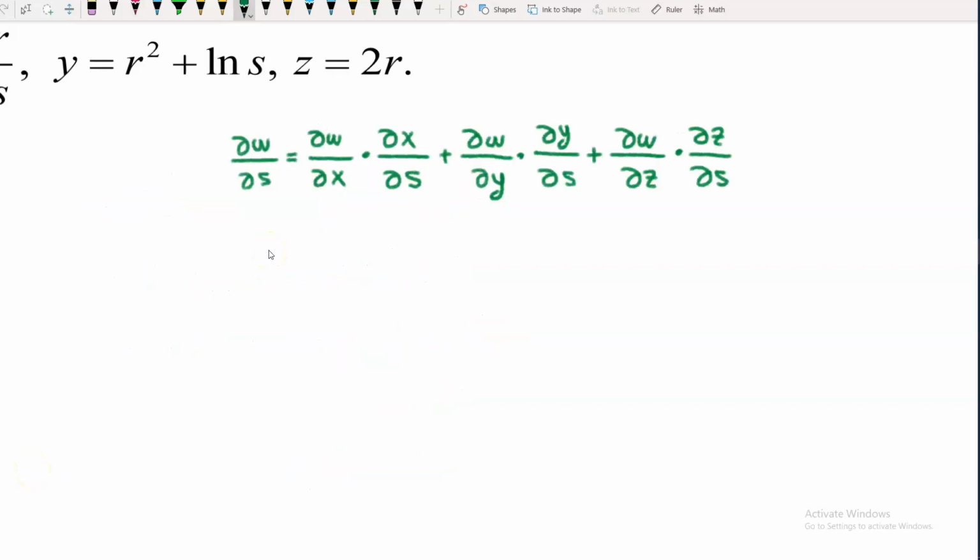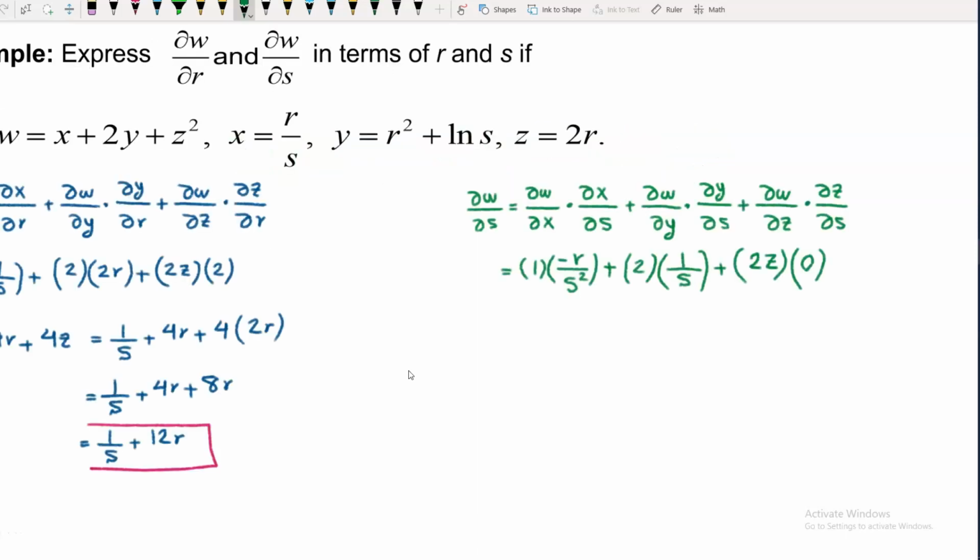And now the partial derivative of w with respect to s is equal to the partial derivative of w with respect to x times the partial derivative of x with respect to s, plus the partial derivative of w with respect to y times the partial derivative of y with respect to s, plus the partial derivative of w with respect to z times the partial derivative of z with respect to s. And this is equal to 1 times negative r over s squared, plus 2 times 1 over s, plus 2z times 0. And this is equal to negative r over s squared plus 2 over s.